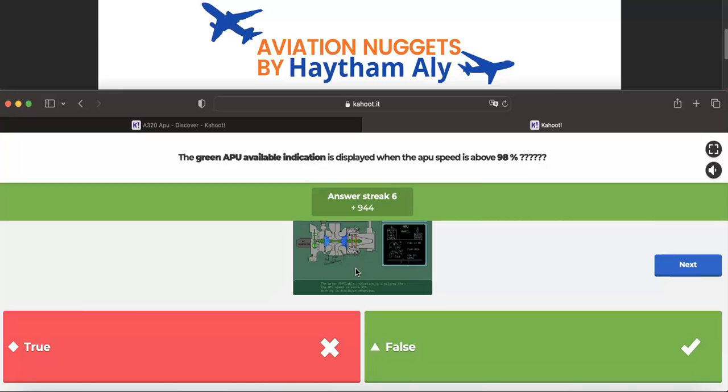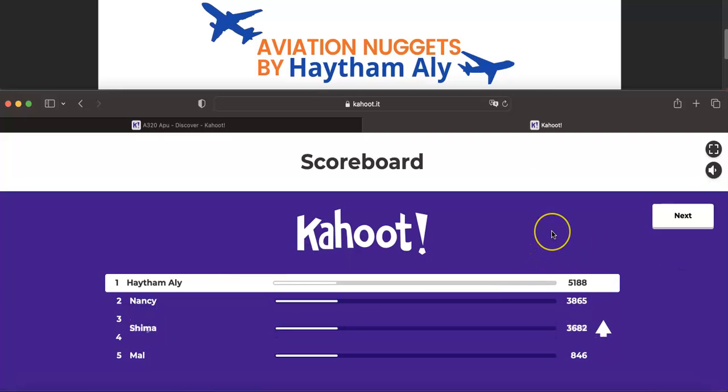And also on the air conditioning page, you can press on the APU bleed switch to supply the aircraft with pneumatic power. So the avail green light comes on when the APU speed is greater than 95%. Okay, everybody. Let's proceed. Next question.